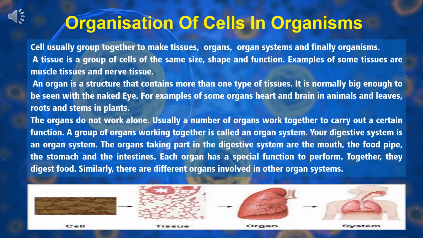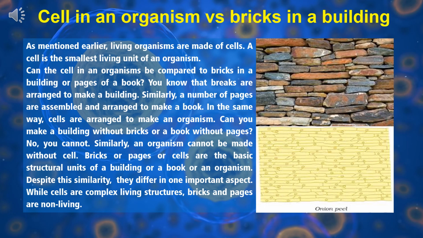Okay, fine. So before we understand cell in an organism versus bricks in a building, we'll just go to question number 2 of your answer briefly. How are cells organized in an organism? So the answer is: cells usually group together to make tissues, organs, organ systems, and finally organisms. Okay, I'll just repeat this answer for you. Cells usually group together to make tissues, organs, organ systems, and finally organisms. Okay, this is your answer briefly, question number 2.